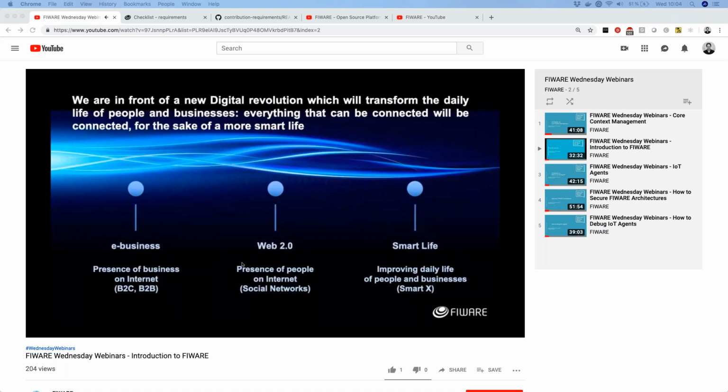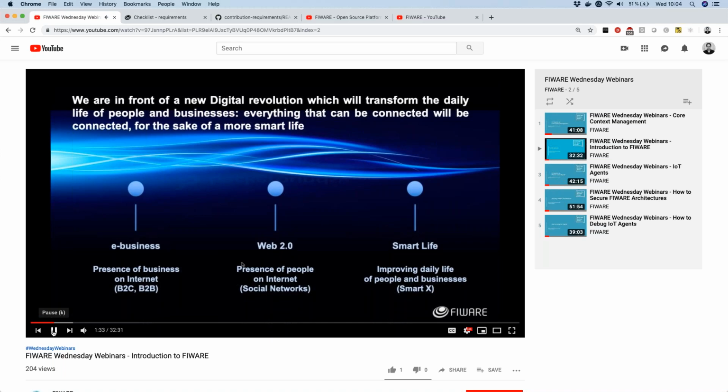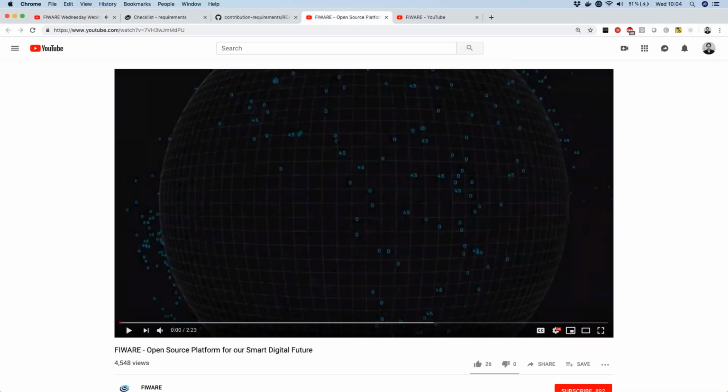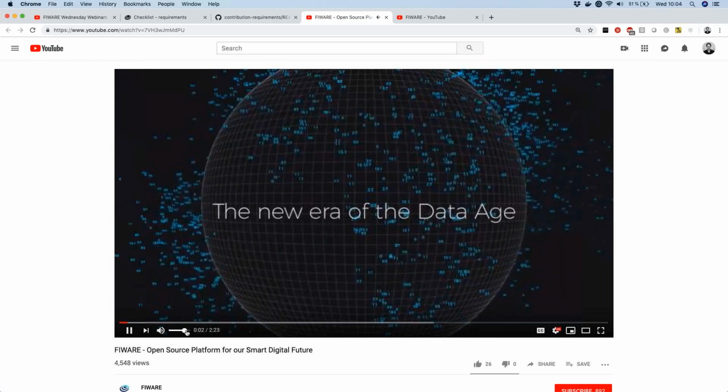Having done this, we need to explain what is the whole point of it. You've got to have a reasoning behind what's the problem. We have a problem and we have a solution. Now, the problem here is to do with what is going on about smart digital life. It is summed up much more succinctly in the Open Source for a Smart Digital Future video, which is also available in the FIWARE system. I'll just turn the volume up on that a little bit.